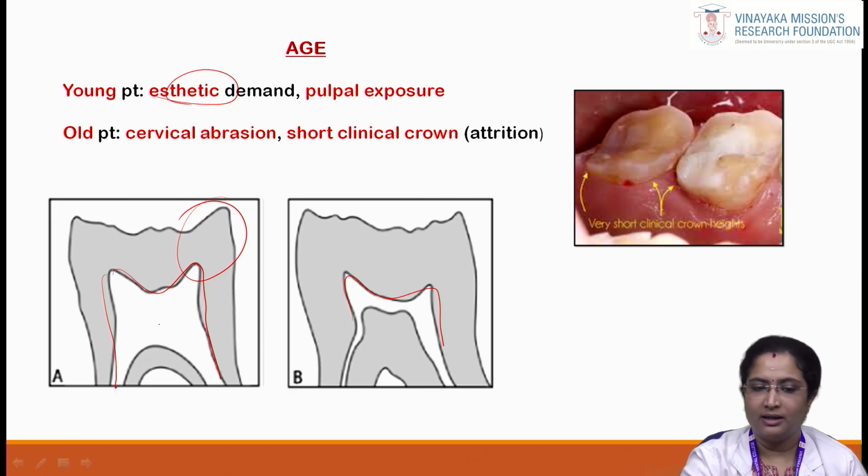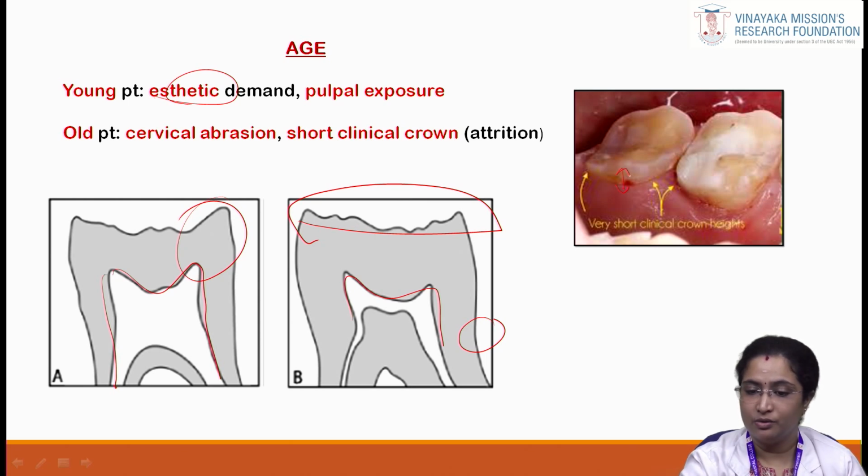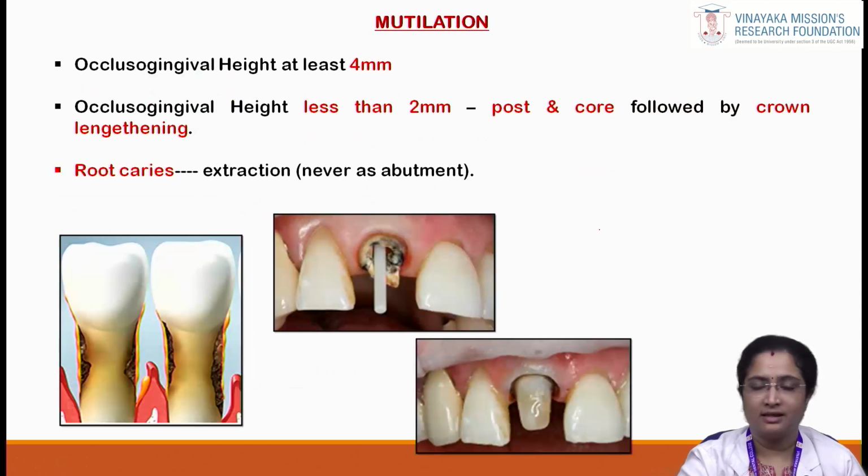So pulpal exposure in a vital tooth preparation is going to be more likely in a younger patient when compared to the older patient. Another thing to consider in an older patient is that there might be cervical abrasion, and because of attrition the crown height is going to be reduced. In this picture, if you see, the crown height is reduced. Can we take this as an abutment tooth without treating it prior to the preparation? No, we cannot. In this situation, we have to do crown lengthening and then proceed with the FPD.